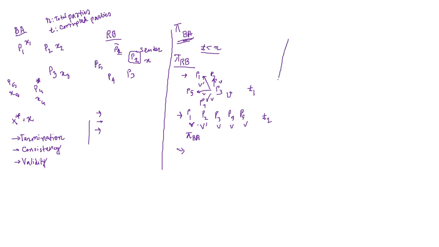However, in the reverse direction, if you have a pi RB protocol with you and using that you want to design a pi BA protocol, in that case, how do you do it? So now the first step is that every party, so as you know, in pi BA protocol every party has some individual input to it, right? But in RB, you can only allow one party to be the sender and broadcast reliably.